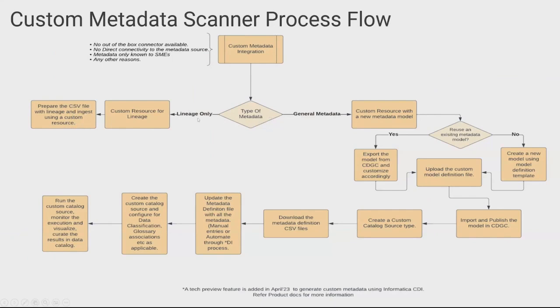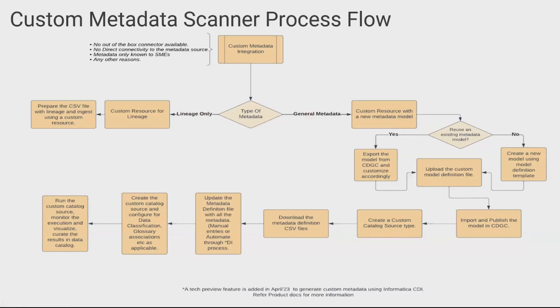Now, that is the lineage part, but what if you have some general metadata, maybe some reports or data objects, with a parent-child hierarchy or horizontal relationships? In those cases, we have to come up with a custom resource with a new metadata model. You have to define all the components, like different types of objects and the relationships between them. To do that, we have to define a metadata model. And one thing to ensure at this point is whether we can reuse an existing metadata model.